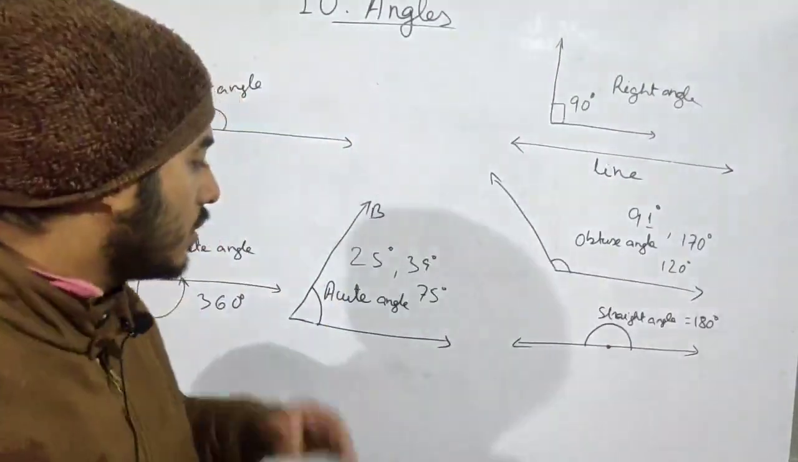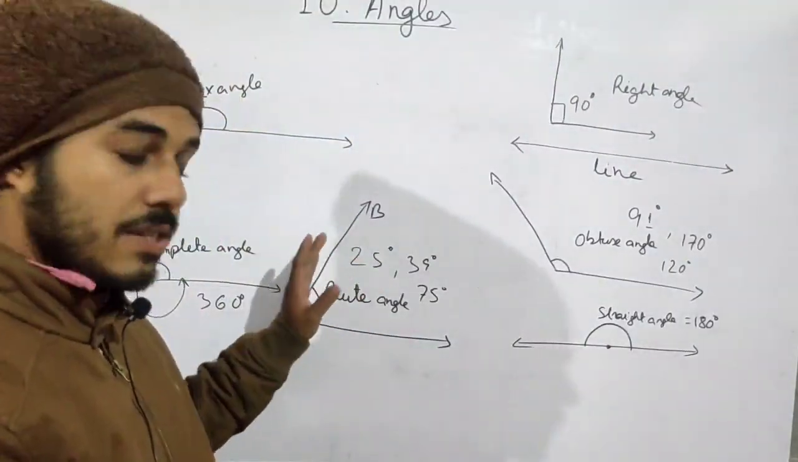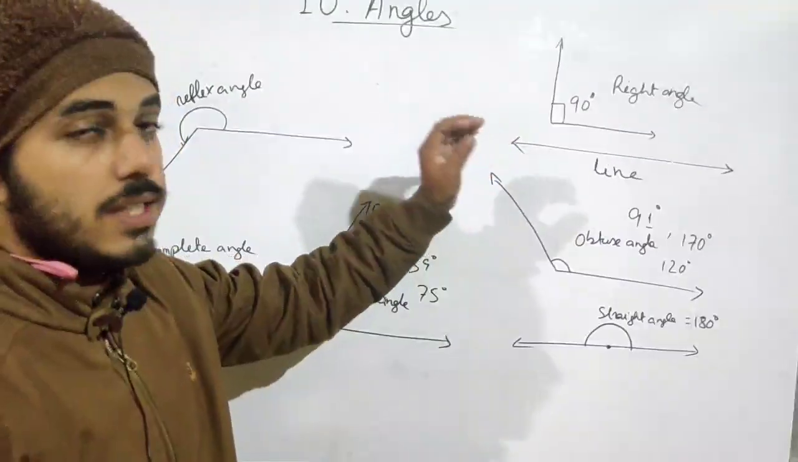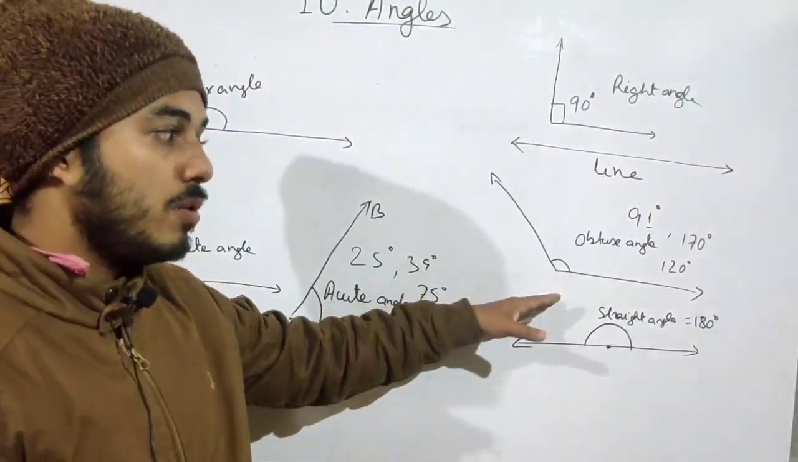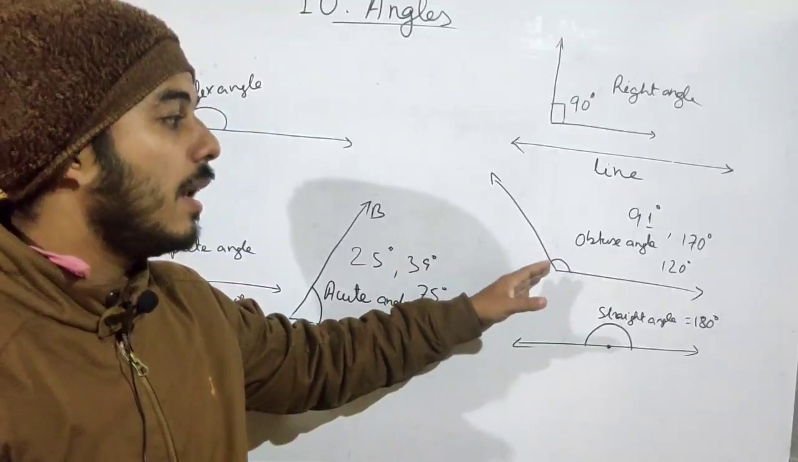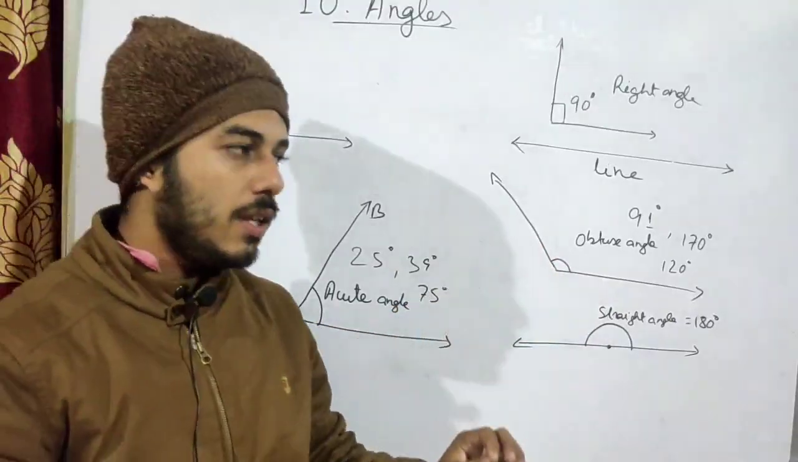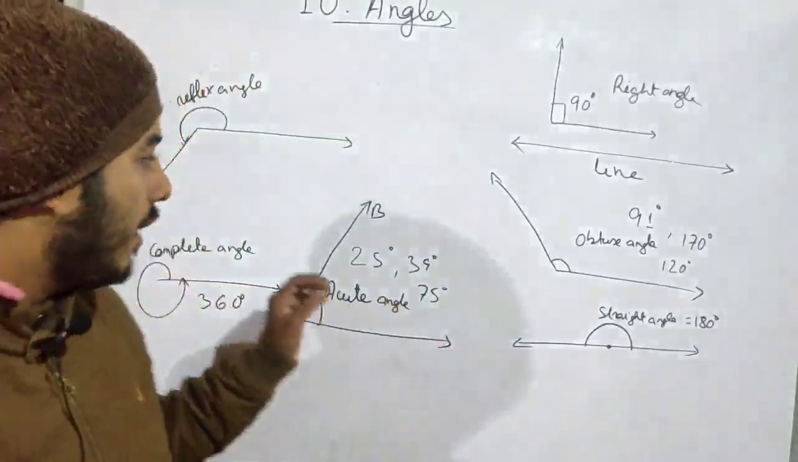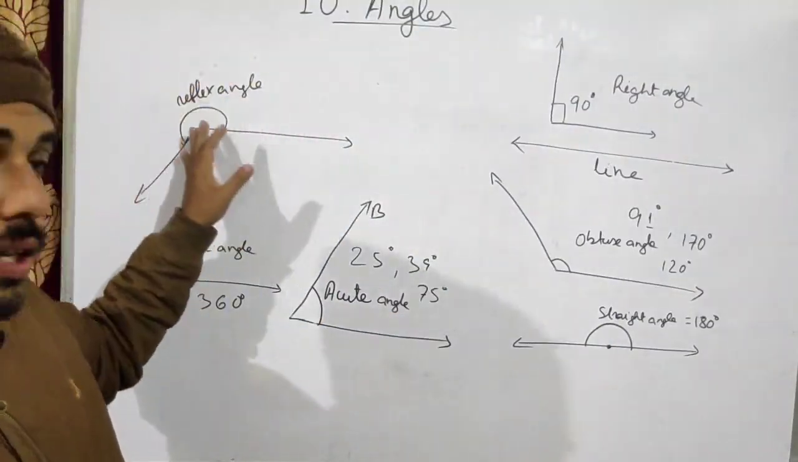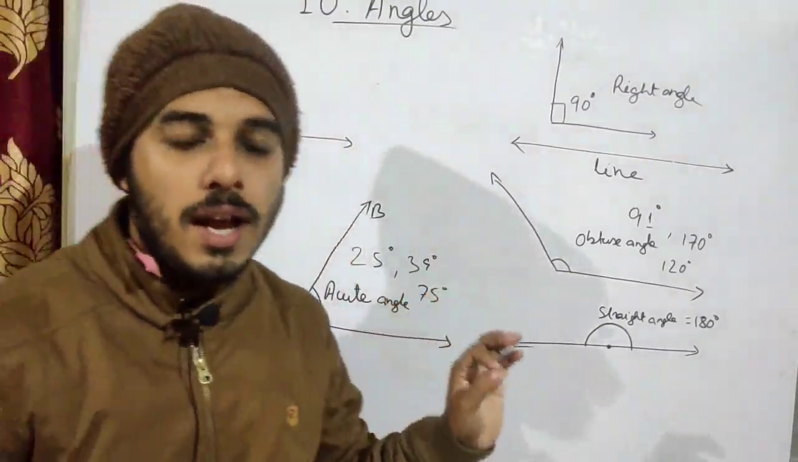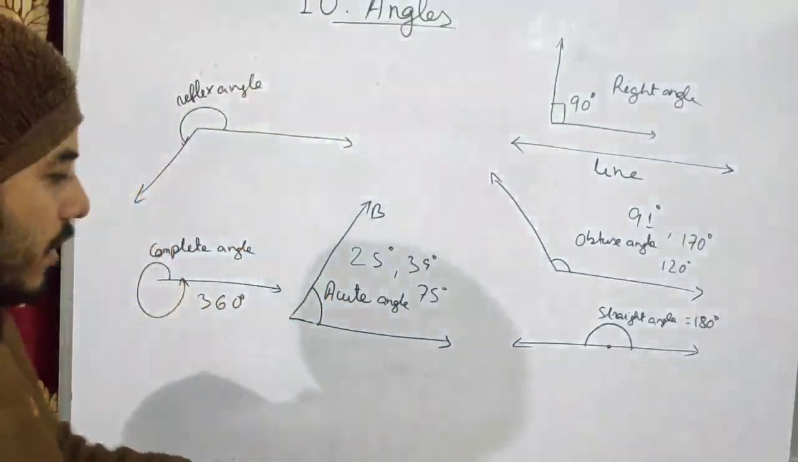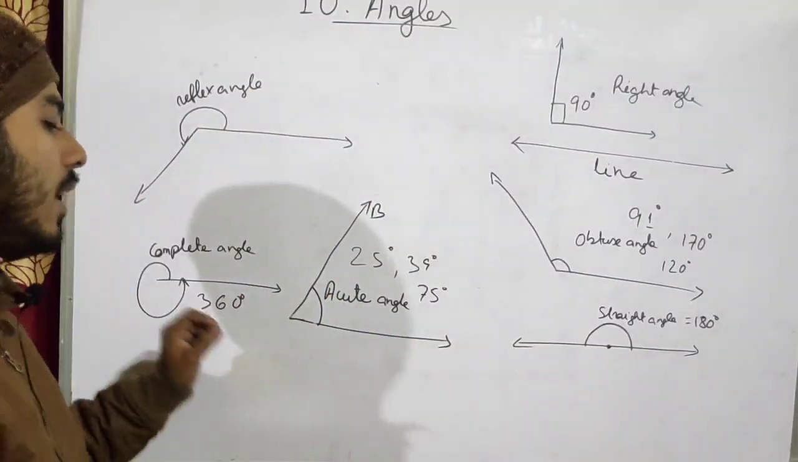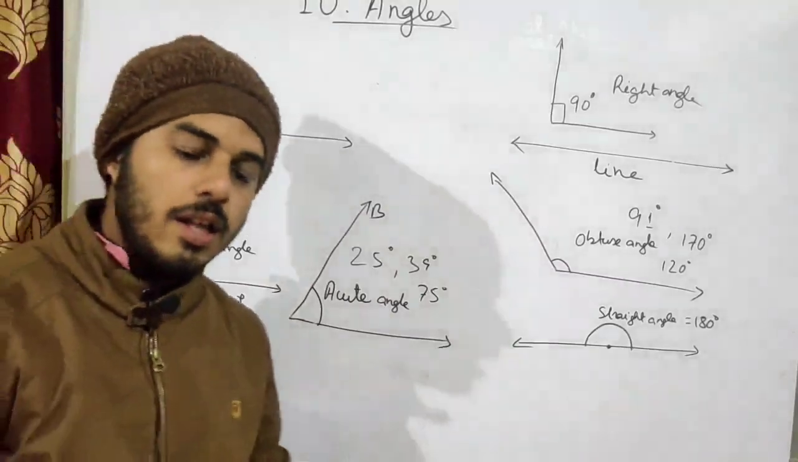Clear? Acute angle is less than 90 degrees. Right angle is exactly 90 degrees. Obtuse angle is more than 90 degrees and less than 180 degrees. Straight angle is exactly 180 degrees. Reflex angle is more than 180 degrees but less than 360 degrees. Clear? And complete angle is exactly 360 degrees.